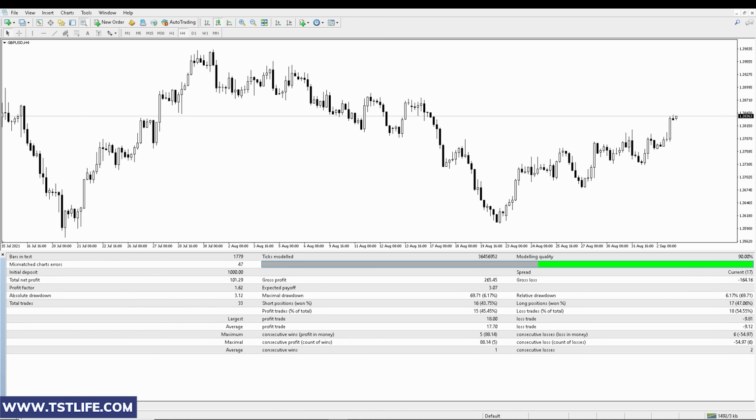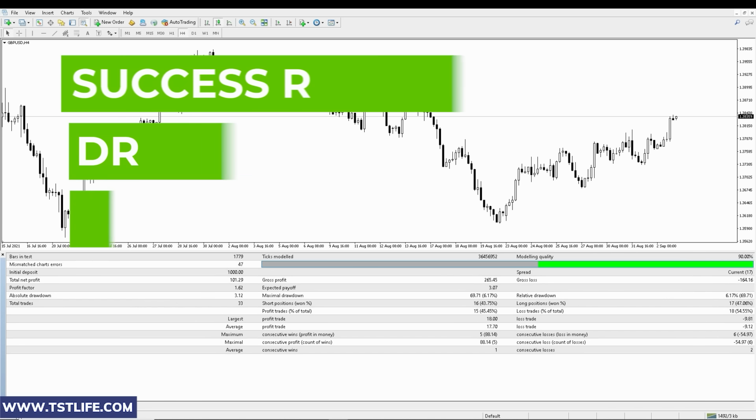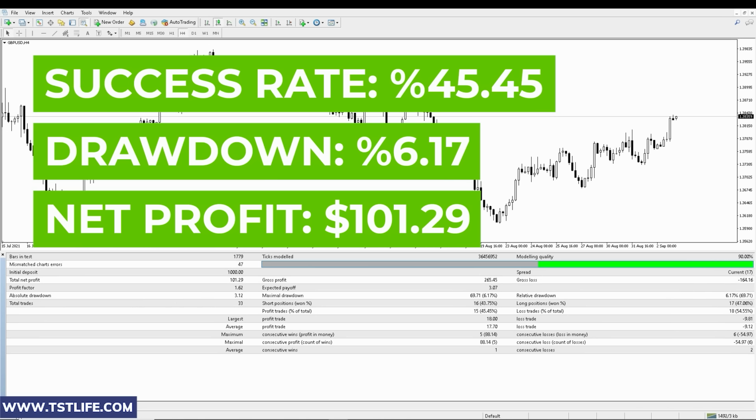These are the final results. We can notice that the strategy is profitable now. Again, we had 33 trades in total. 15 of them ended up hitting the take profit, which gives us a success rate of 45.45%. The drawdown recorded is fantastic. 6.17% is a healthy rate, and we managed to make a profit of $101.29.